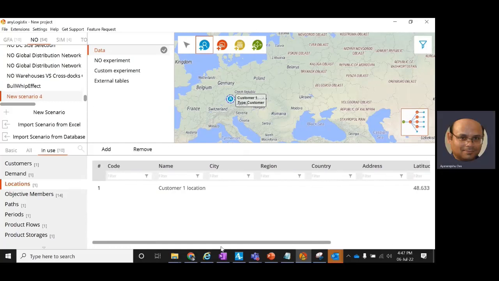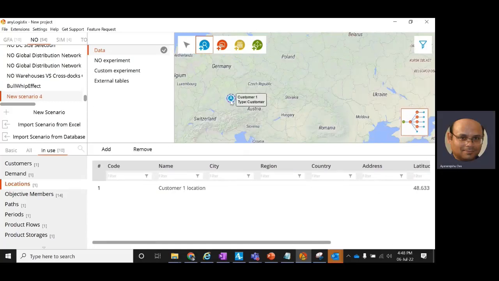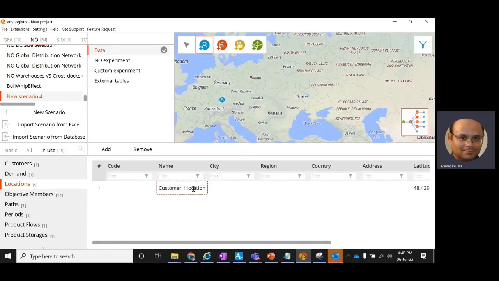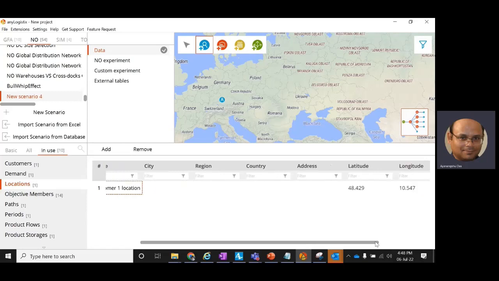latitude and longitude. What we can do is either drag and drop this customer to our desired location, or if there is any particular city name or place name that we want to use instead of this pre-filled latitude and longitude, we can also do that.